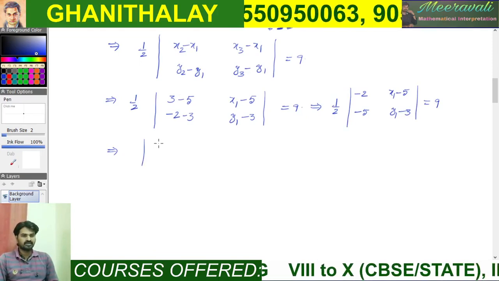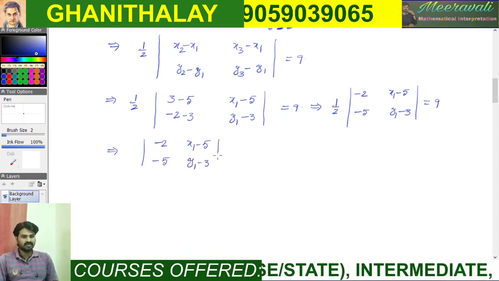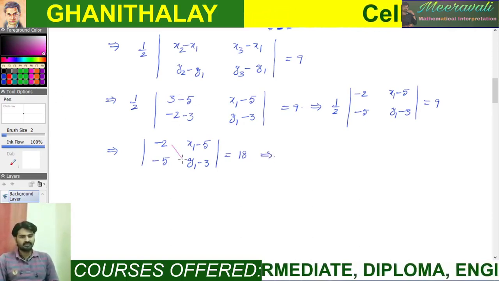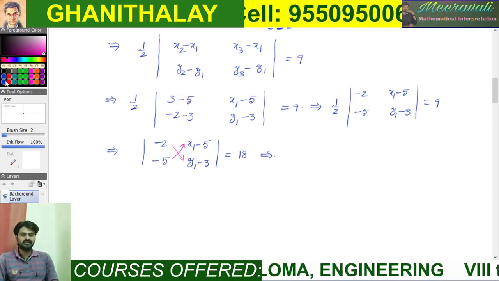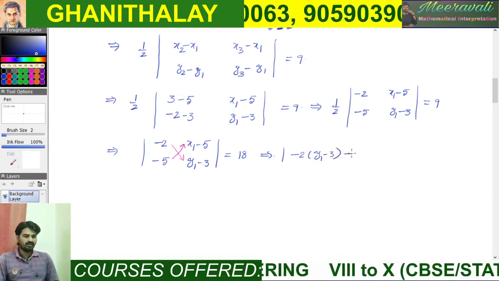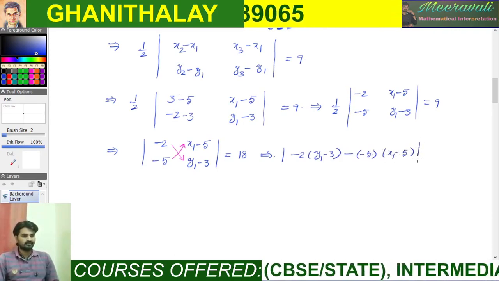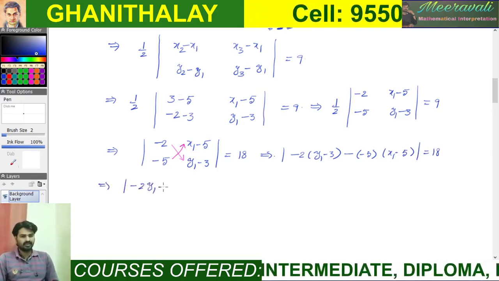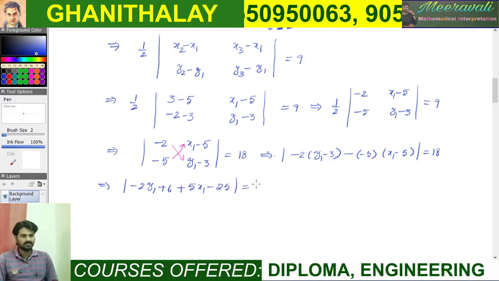So that is now modulus of minus 2 x1 minus 5 minus 5 y1 minus 3 is equal to 18. 9 2s are 18. Here I am going to do the cross multiplication. Whenever you multiply like that, directly product, whenever you go in the upward direction you can keep the negative value. That is modulus of minus 2 into y1 minus 3, and in the upward direction you take minus 5 into x1 minus 5, is equal to 18. Now multiplying, minus 2 y1 plus 6, minus into minus plus 5x1 minus 25 is equal to 18.